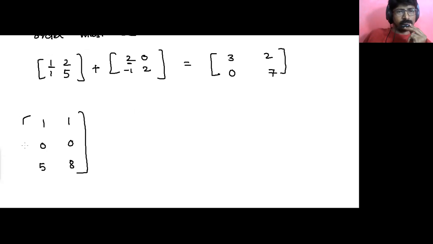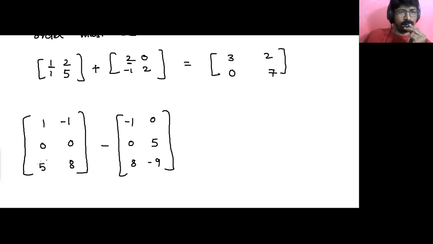Let's say we're subtracting with another matrix, let's say minus 1, 0, 0, 5, 8, and minus 9. Okay, let's say this is a matrix, and randomly I'm putting a minus somewhere. So now what happened? Let's check how to subtract. Now the order is same. There are 3 rows and 2 columns, and there are also 3 rows and 2 columns. So the orders are same, so we can subtract, isn't it?